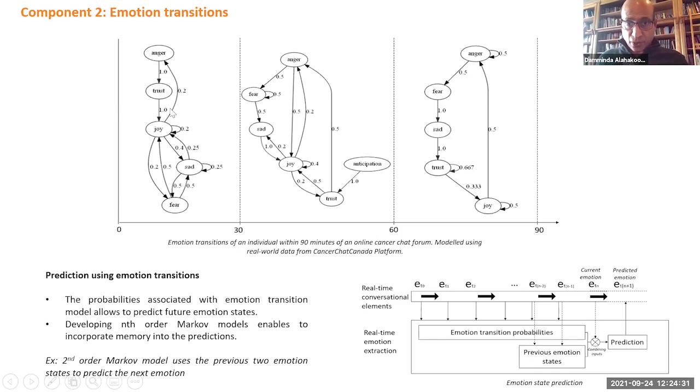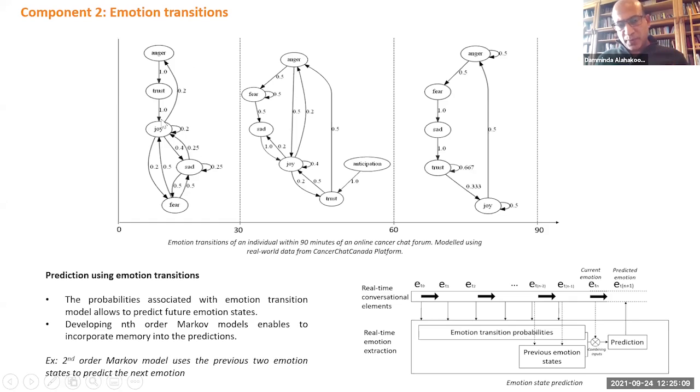What you see here on top are 3 different emotion transition diagrams for 3 different individuals. This is actually from a real collaboration that we carried out. This project is complete, where some researchers from the Ontario Cancer Research Institute read one of our papers and contacted us for this collaboration. You can see that the individuality, the variation of the 3 different people, is captured here.